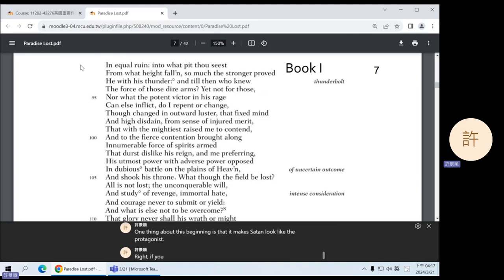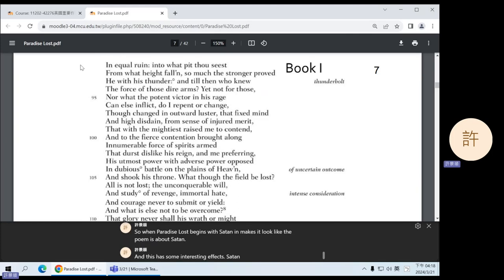Right? If you think about the Iliad, it begins with Achilles. If you think about the Odyssey, it begins with Odysseus. So when Paradise Lost begins with Satan, it makes it look like the poem is about Satan. And this has some interesting effects.